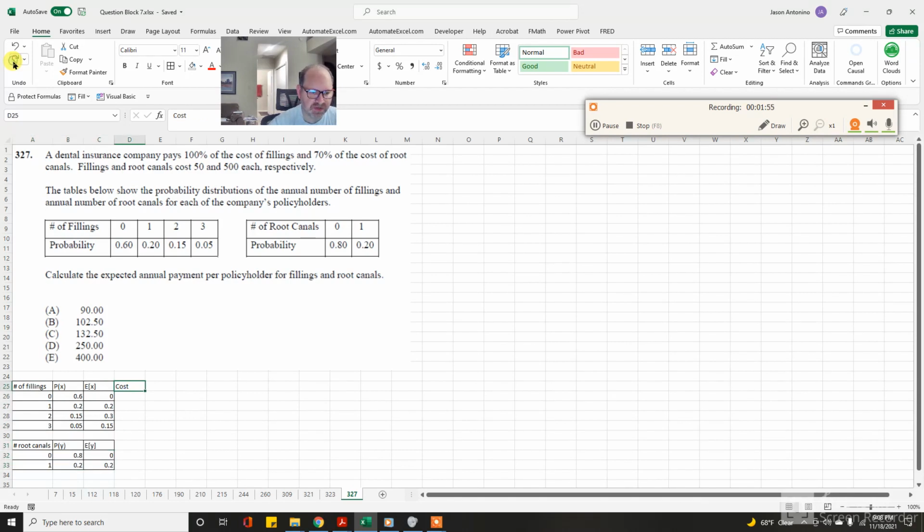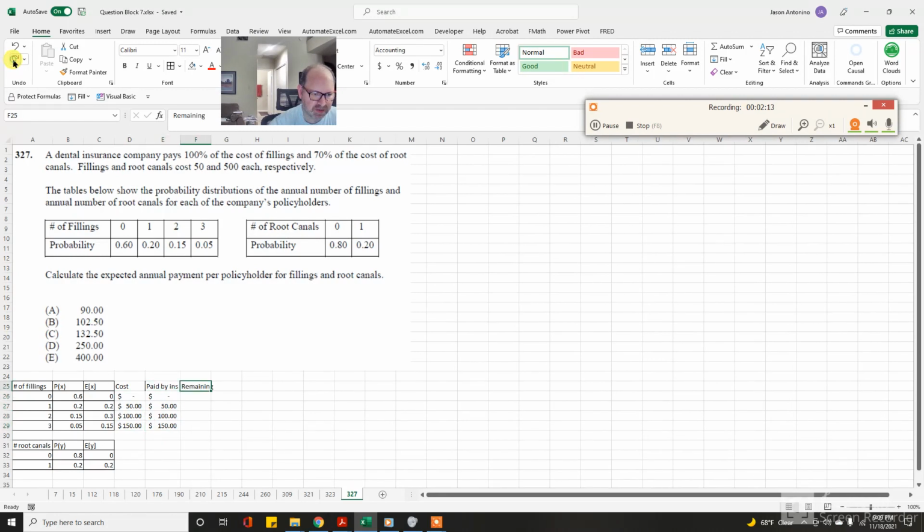And now the next thing we need to do is figure out the cost, which 0 fillings would have obviously cost $0. And the cost of 3 fillings would be $150 at $50 each. Paid by the insurance would be 100%. That's what's remaining for the consumer to pay. And then finally for the root canals, one root canal is $500, $350 of which is paid by the insurance.